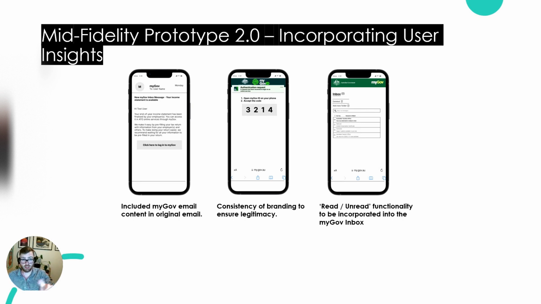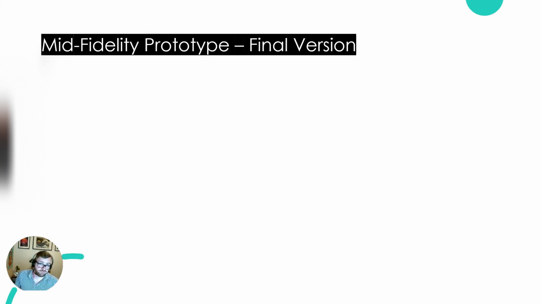So you'll see in that original MyGov email, the entire message content is in there. That way, when you log into MyGov, you can essentially action tasks rather than just view messages. I've looked at the consistency of branding in the actual MyGov app, using the proper logos, proper color schemes, and so forth, just to ensure that legitimacy, and also including that functionality into the MyGov inbox as well.